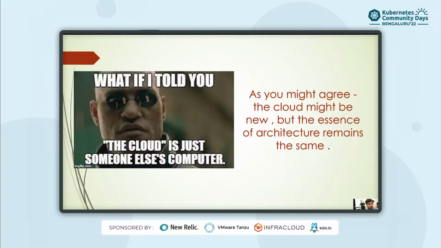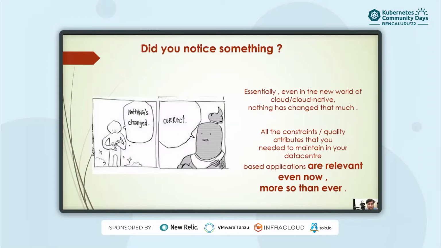We have gone from, say for example, VMs to containers to container orchestration to serverless, but the architectural essence had not changed. So everything has stayed the same. The constraints and the attributes like scalability, reliability, performance, effectiveness, testability, these are not new things. These have stayed the course of time. They were important even in data center applications, and they are important even now, even sometimes more than they were before.